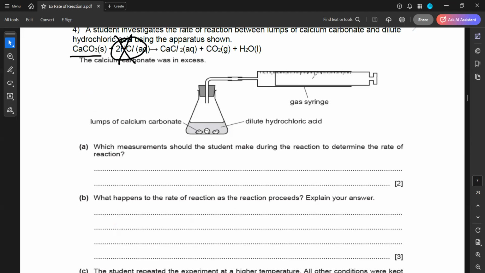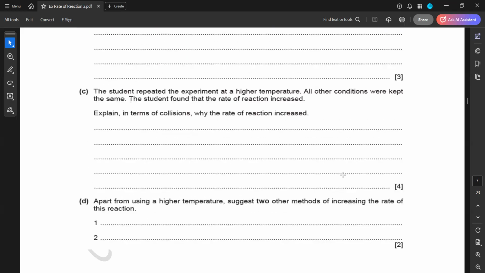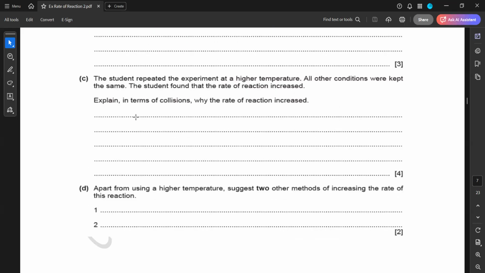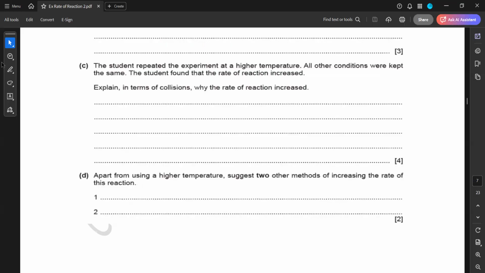What happens if a surface area or a volume is changed? If we change the surface area at a higher temperature, the rate will also increase. And if you use a large amount, definitely it will also increase. The next is, again, if you see the same question, a student repeated the experiment at a higher temperature. So he's using a high temperature.